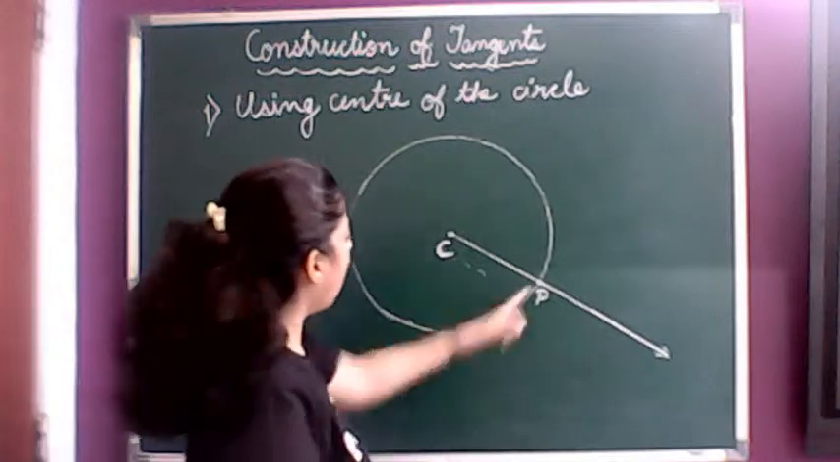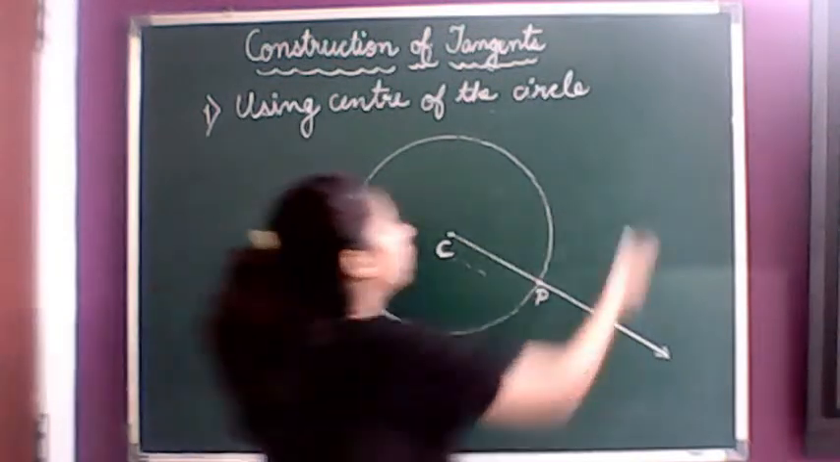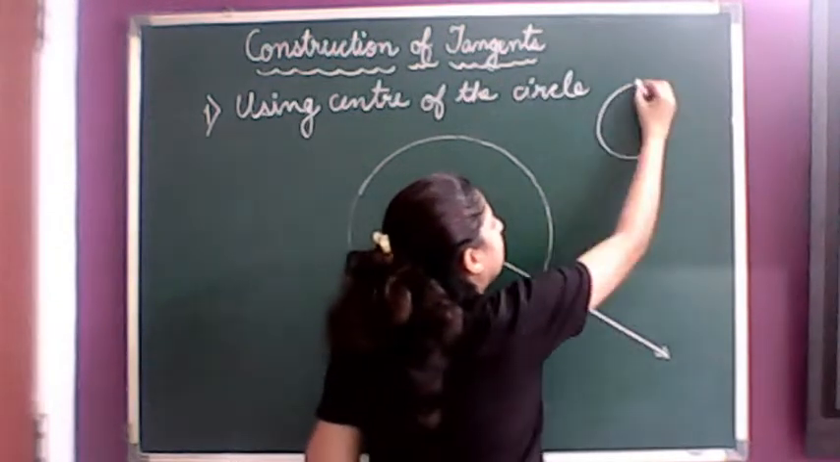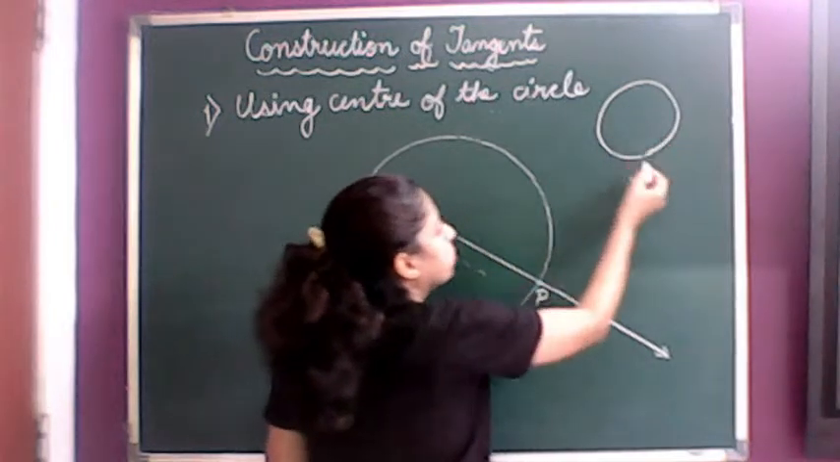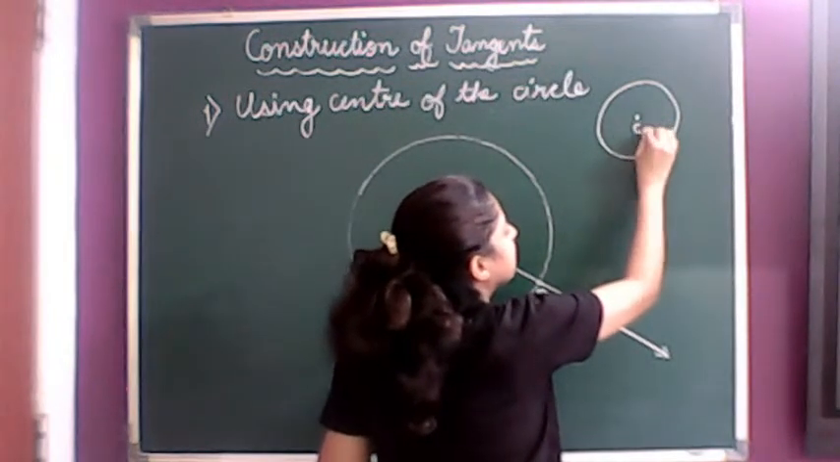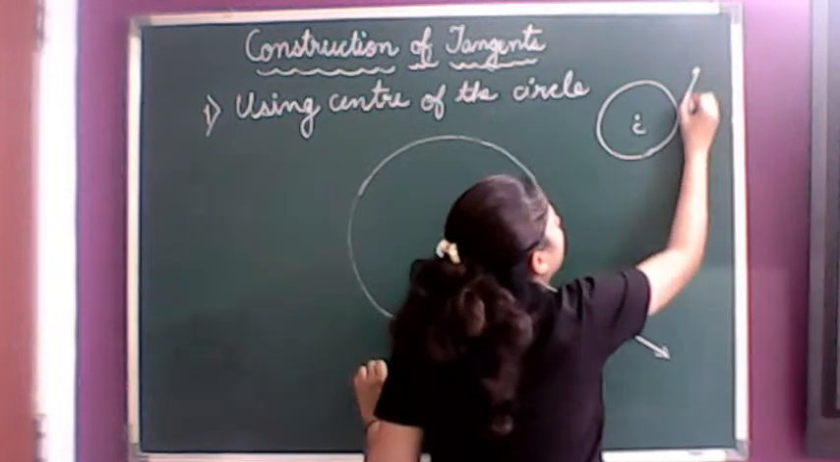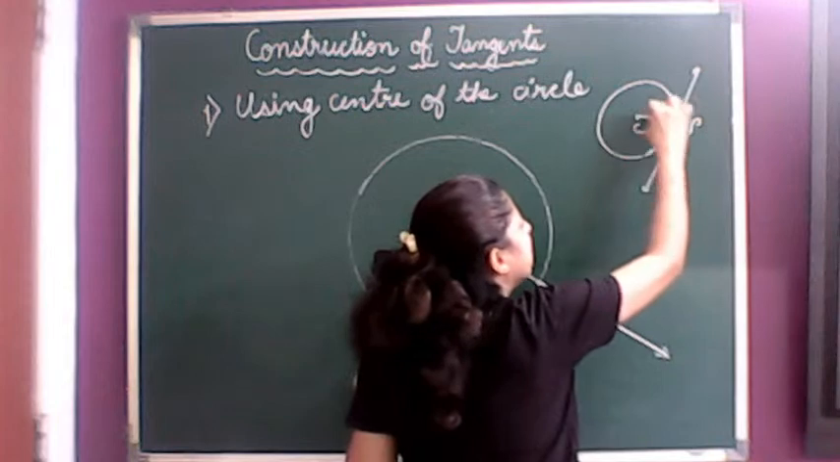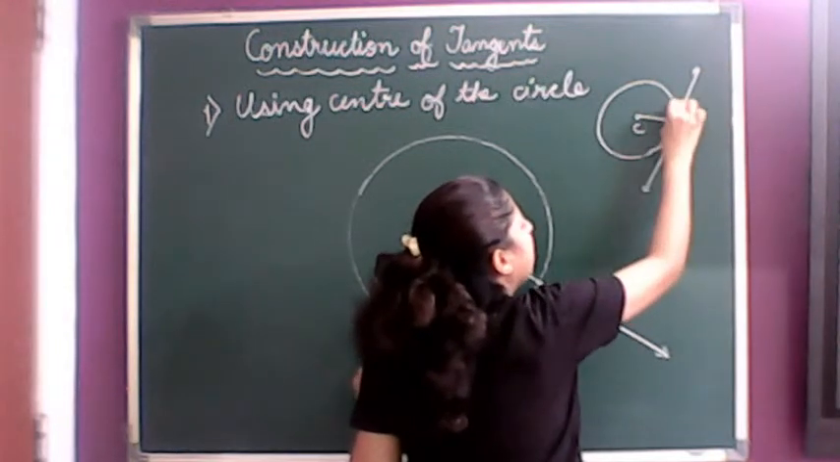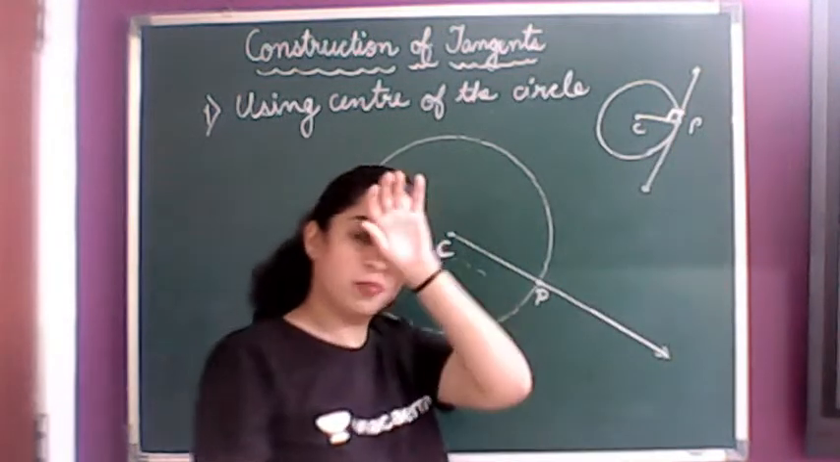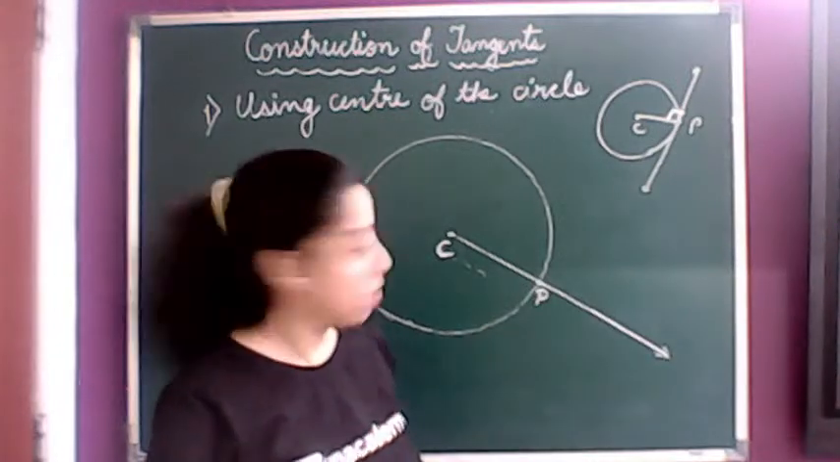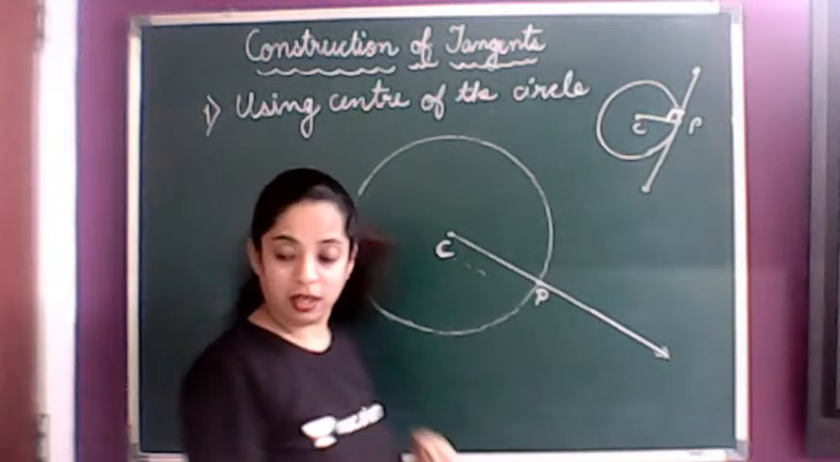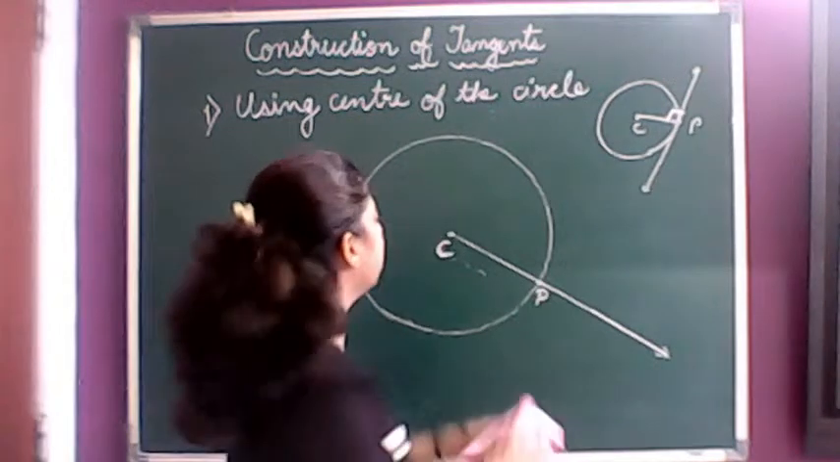Then actually I have to draw a perpendicular, because of the fact that we are using here: if this is the circle with center C, and this is a line passing through this point P, then the radius and the tangent should be at 90 degrees to each other. This property we already know. So now at P you have to draw a perpendicular. Now how to draw that? Watch here very carefully.